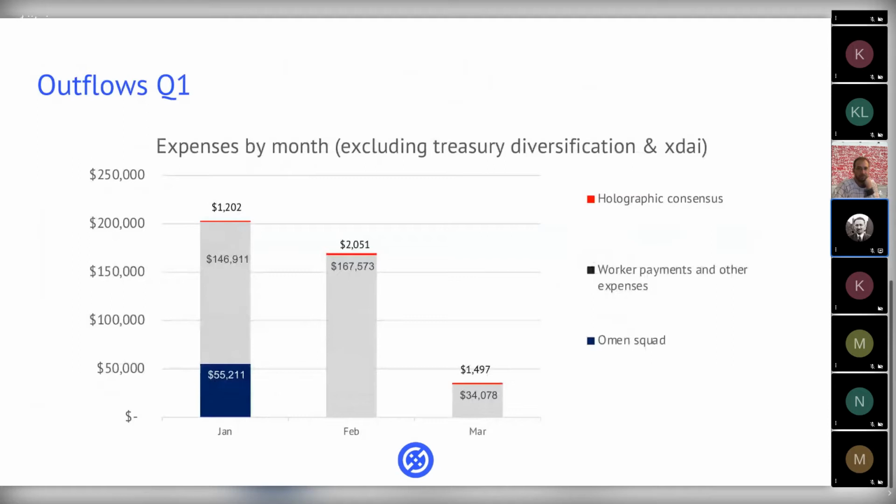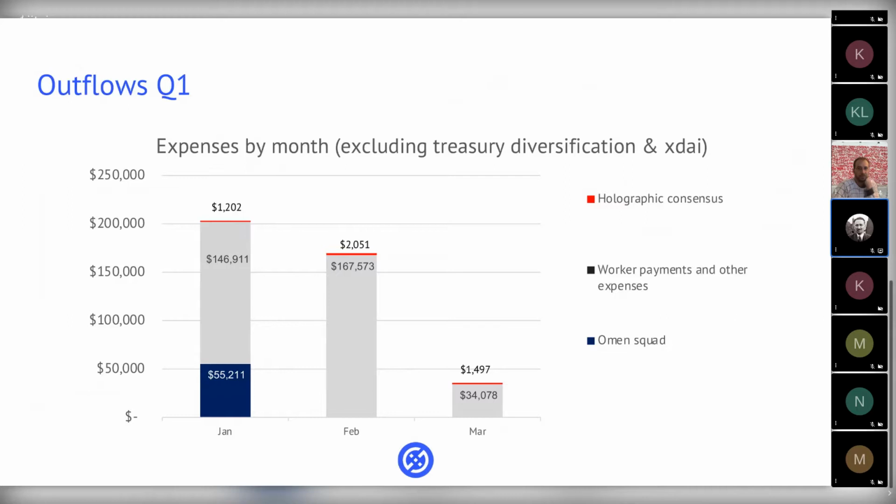And I think this kind of shows the process of both growing and also shifting to XDAI, right? So you can see here we had about $145,000 worth of worker expenses in January. And then that actually increased in February and then dropped off a cliff in March. But that's, of course, because we switched all of the worker payments to XDAI.